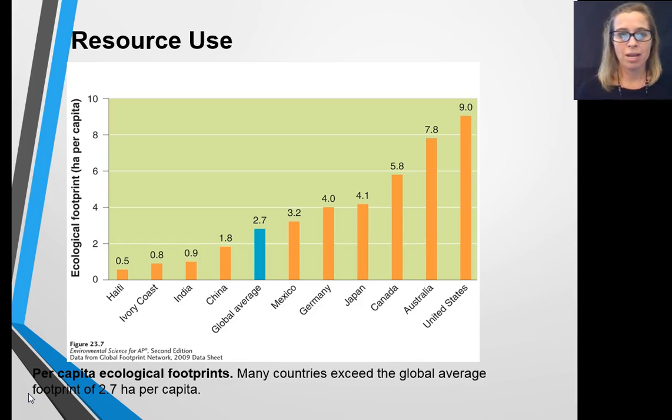So what does that mean? It means that although we don't have the largest population, our consumer culture of using disposable resources, or considering resources to be disposable, has had an impact on global resource use.